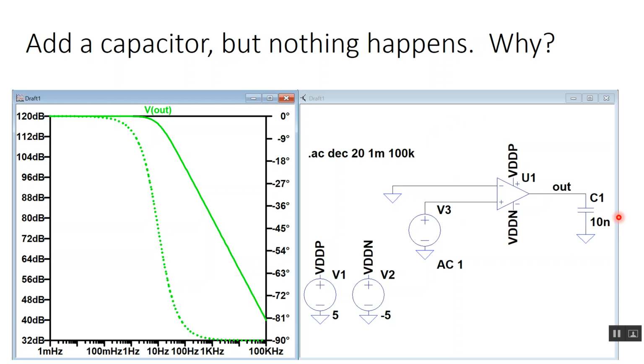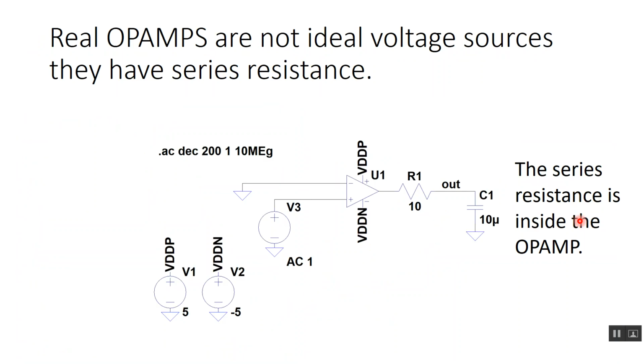We add a capacitor to that, and we actually get the same thing. Why? Well, that is an ideal voltage source inside of here, which can drive anything. Now, real op amps are not ideal voltage sources. They have a series resistance on the output, which I've modeled here with this 10 ohm resistor. This is still the level 1 op amp model. Now, this series resistance is inside the op amp, what I'm circling around.